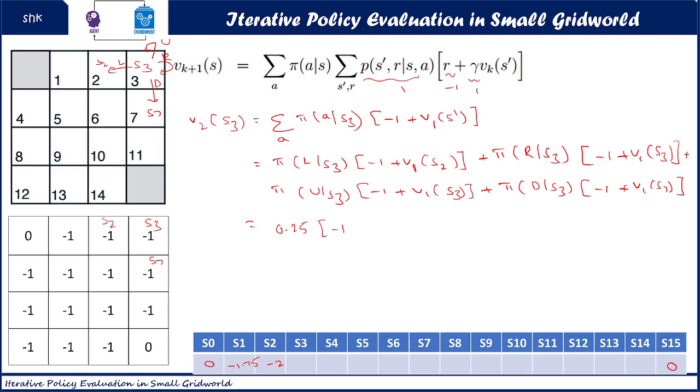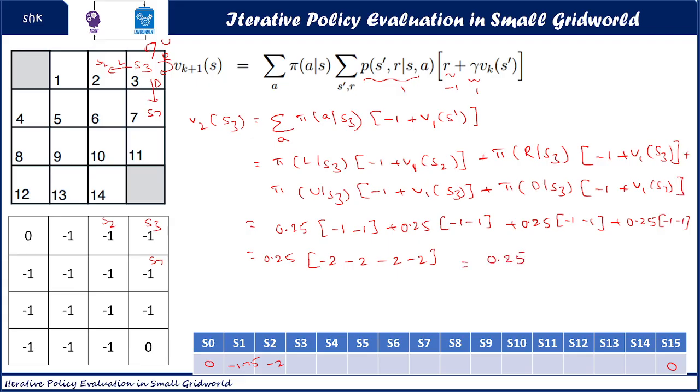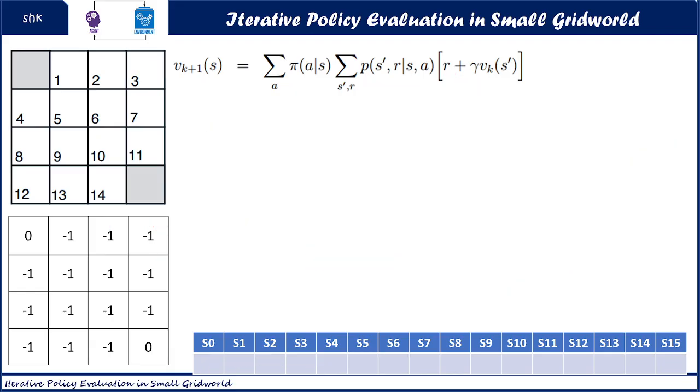So straight away you can write as 0.25 into -1 plus 0.25 into -1 plus 0.25 into -1 plus 0.25 into -1. If you take 0.25 as common factor, what is left out? -2, -2, -2, -2, which is going to give 0.25 into -8, which will give us -2. Now we will update S2 with -2. Now we go for evaluating S4.